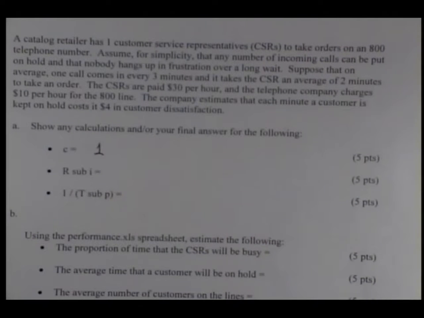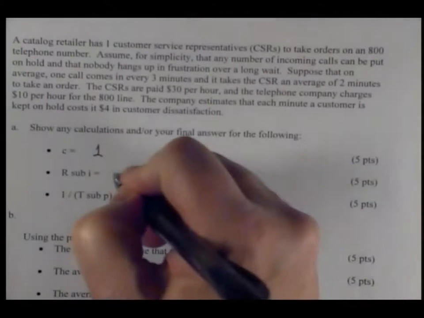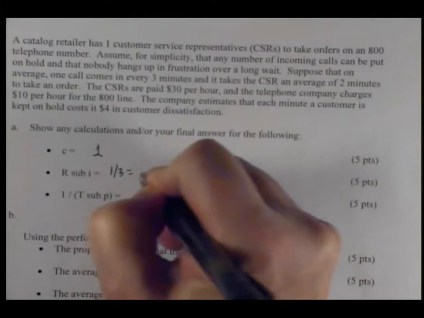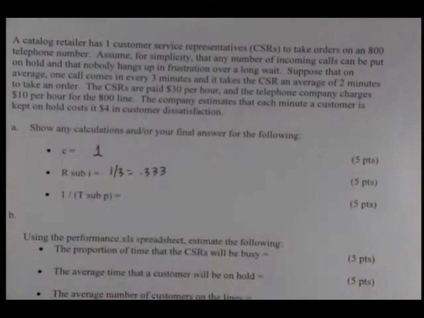3 minutes. Okay. Is it 3 minutes? Or 2? What's my arrival rate? It has 3 minutes in it, but it's not 3 minutes. Is it 3 divided by 1? Other way around. 1 divided by 3. So it's one customer every 3 minutes is my arrival rate. So it's 1 over 3, which is 0.333.